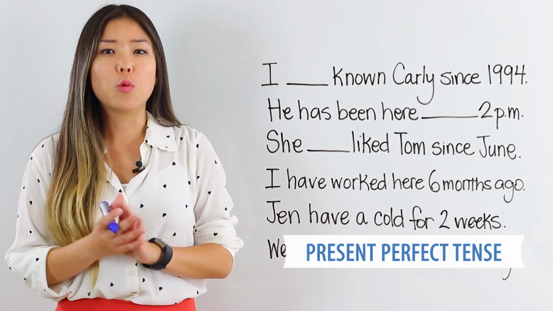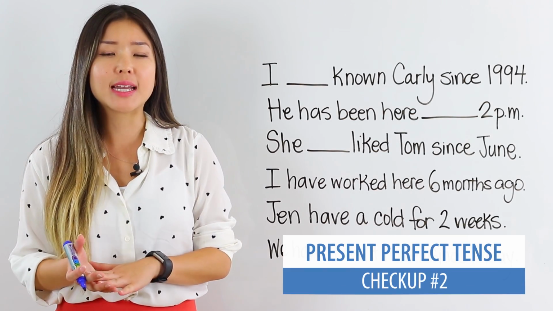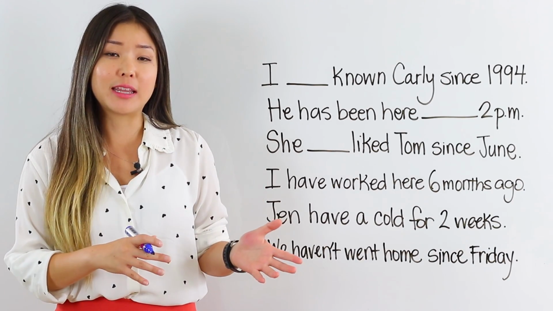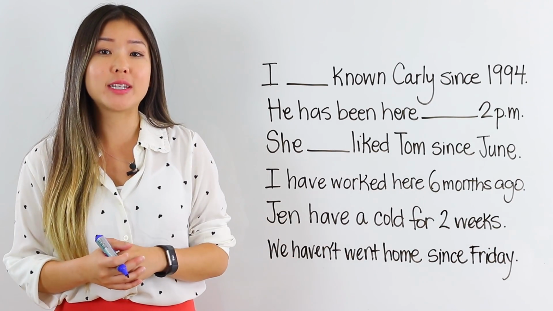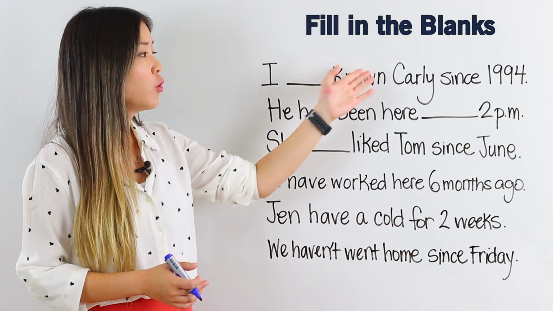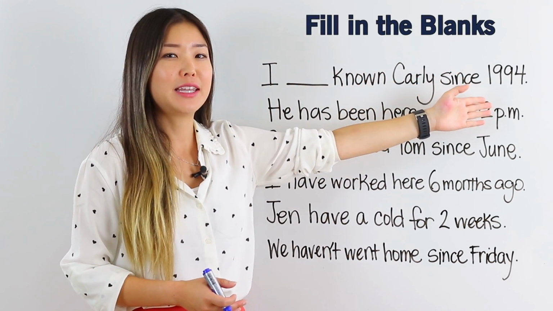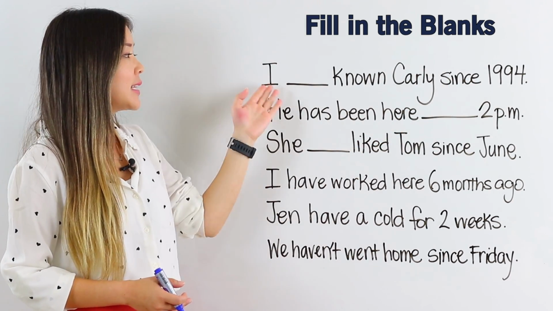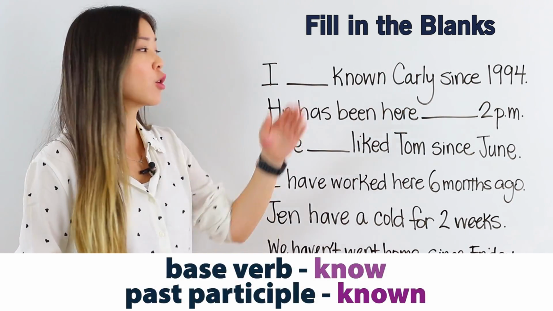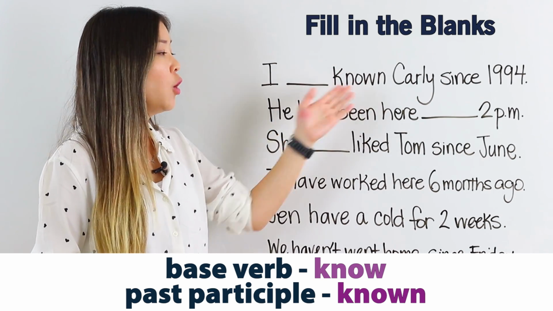In this checkup, we'll talk about the present perfect tense and how it can be used to describe an action that started in the past and is still true today. The first sentence says, "I blank known Carly since 1994." The subject is I, and we already have the past participle of the verb know, which is known.